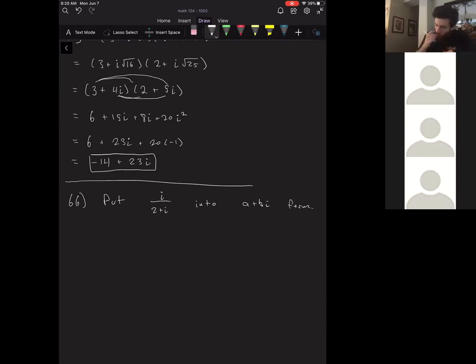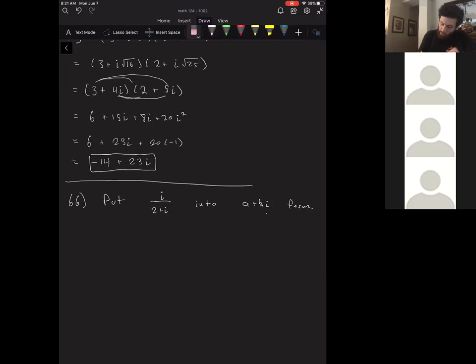Now this A plus Bi form, that's basically how this answer looks. A plus Bi form just means we have a number plus another number times i, just like how we have right here. So we wanted to make it look like that. Right now, this piece right here does not look like A plus Bi form. So we need to have just a number, and then plus another number with an i attached to it.